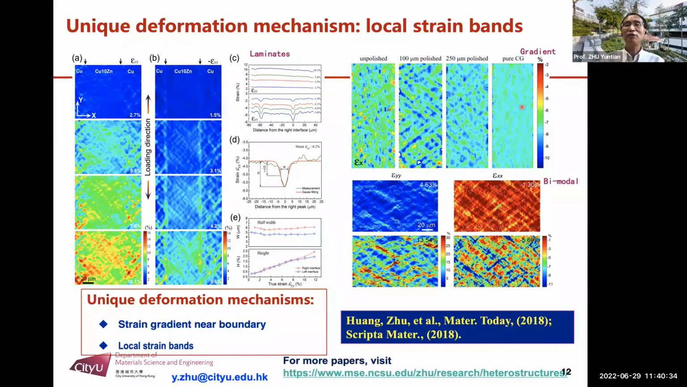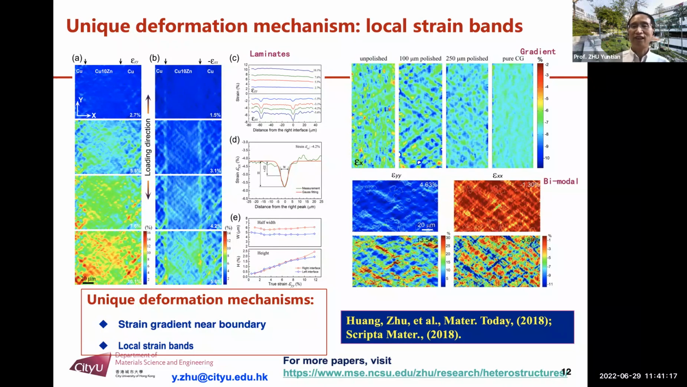And then you can look at another one, a gradient structure. You also see this strain band formation. And this one is a bimodal structured copper. It also gives you this strain band formation. By the way, if you get a uniform metal, the same metal is uniform, it does not form this, which tells us that local strain band formation is a unique deformation mechanism for heterostructured materials.